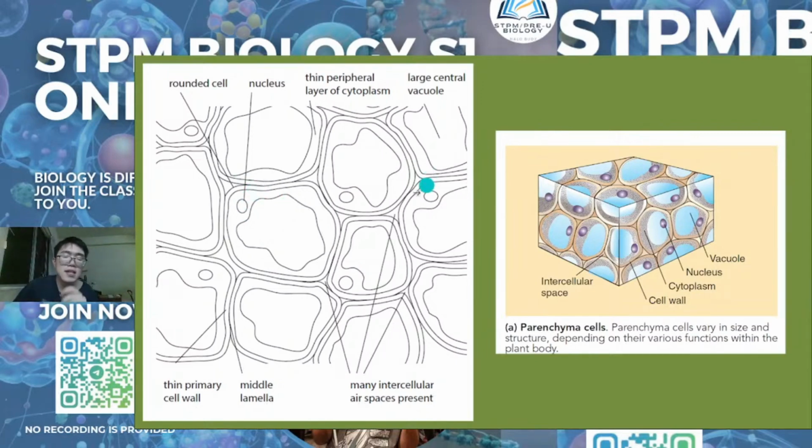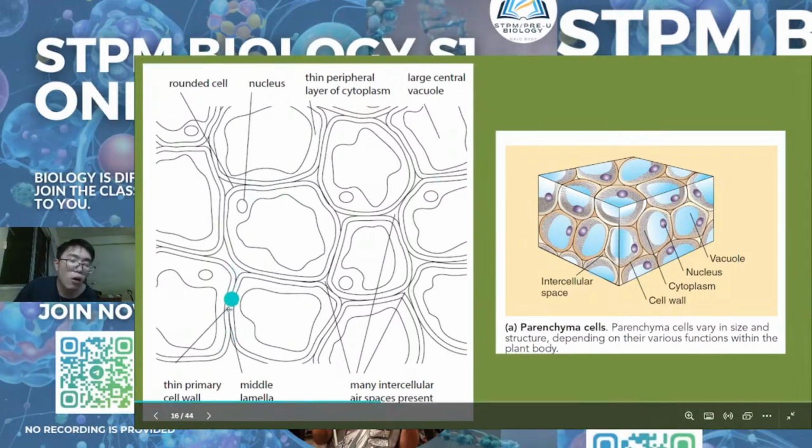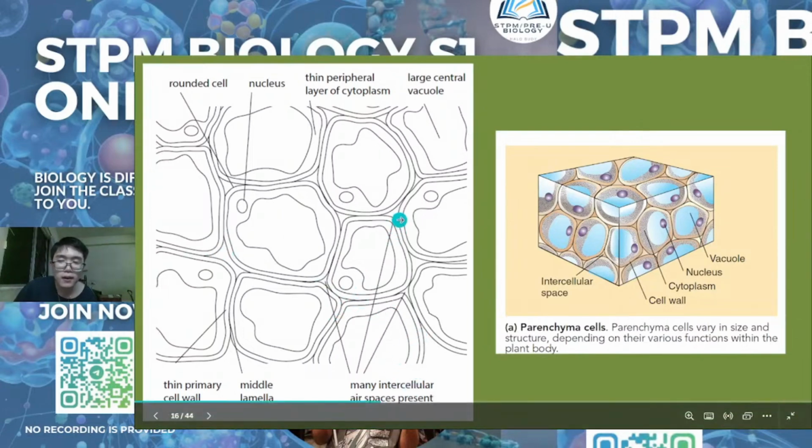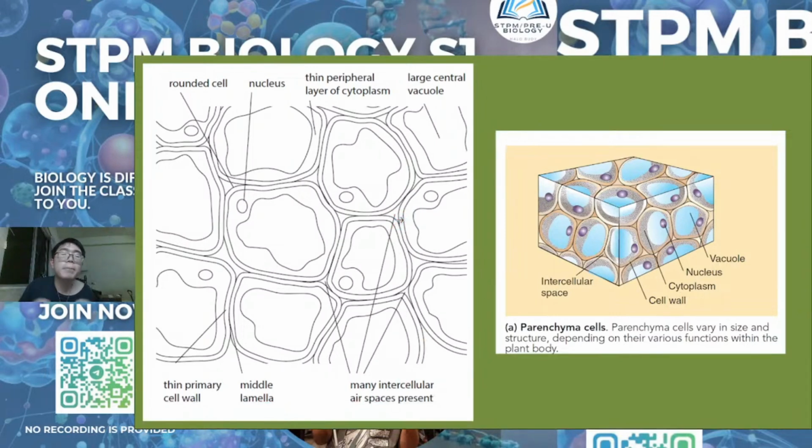And then you see that the primary cell wall of the plant is very thin. And then they are loosely in contact with each other. So you see that there are spaces here, many intercellular spaces. So it is not tightly compact to each other, it is loosely compact. And then you see that there is also a very big vacuole there. And the nucleus is not very big, it's just small only. But the vacuole is very big.